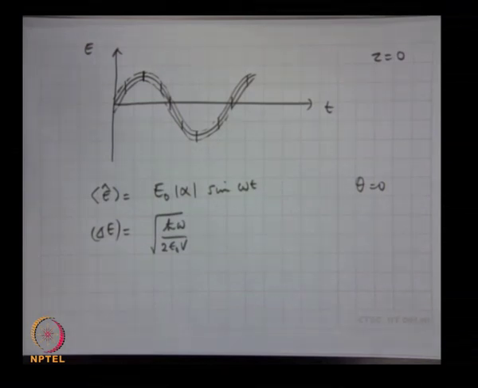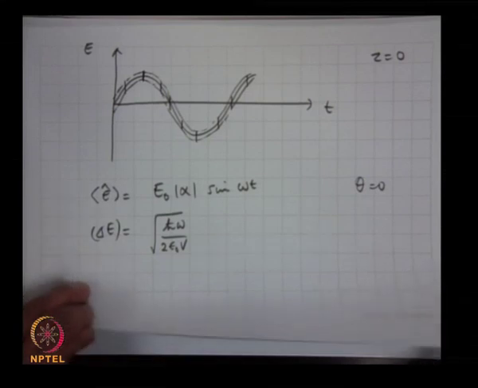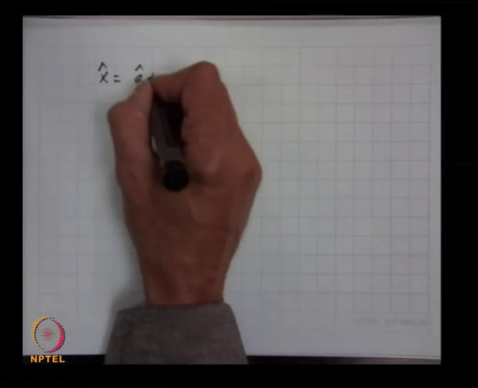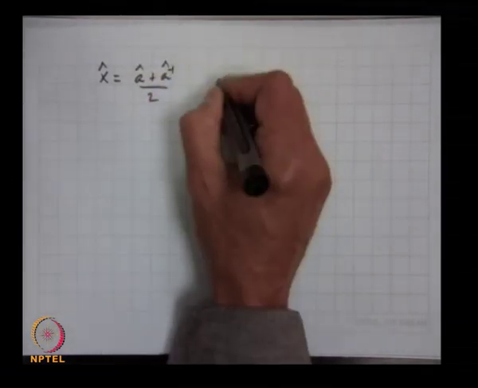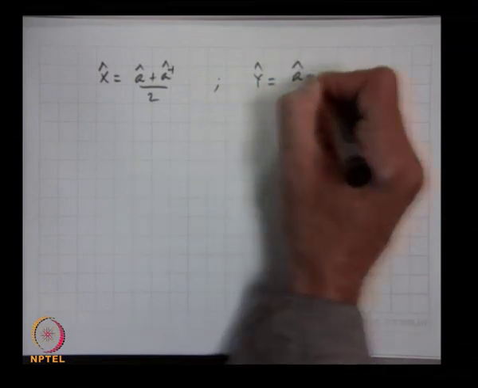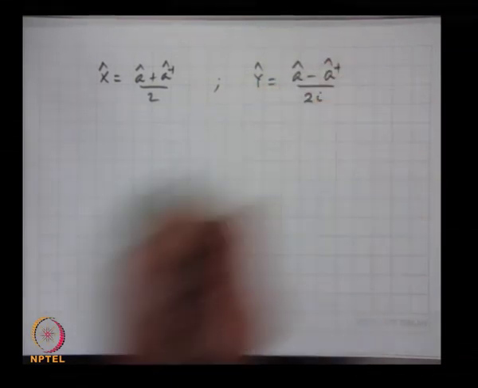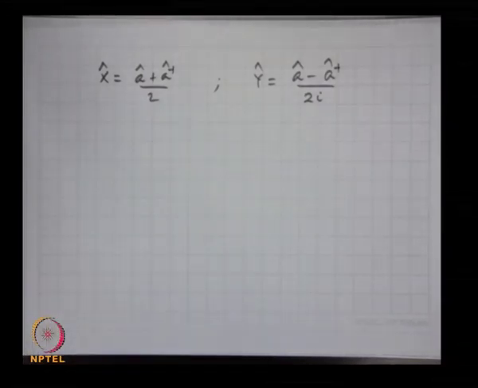Now, there is another pictorial representation that is used to represent the states which we had discussed earlier, and that is in terms of the uncertainties and the expectation values of the quadrature operators x and y. Please remember, we have defined a quadrature operator x as a plus a dagger by 2 and another quadrature operator y as a minus a dagger by 2i. So, let us calculate the expectation value and the uncertainties in the two quadrature operators when the field is in a coherent state.